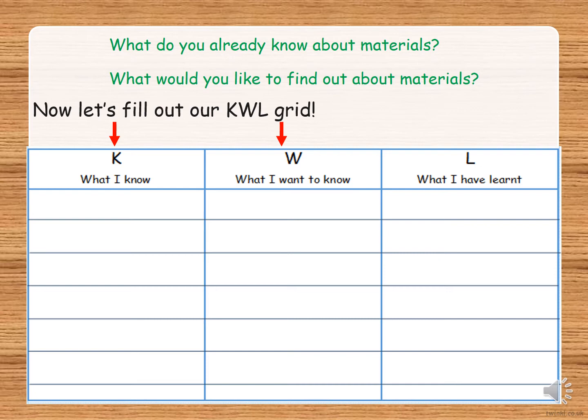I would like to know what might happen if we use wood as a material to make windows out of, or what will happen if I was to use plastic as a material to make windows out of. So that's what I would like to know. I would like to know what would happen if I was to use metal as a tire on a bicycle.